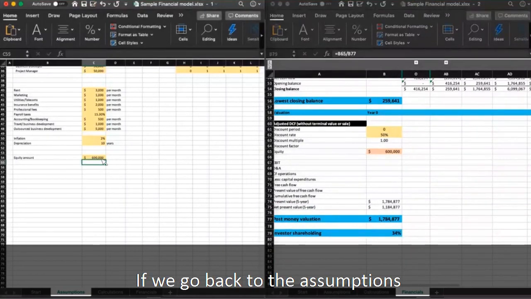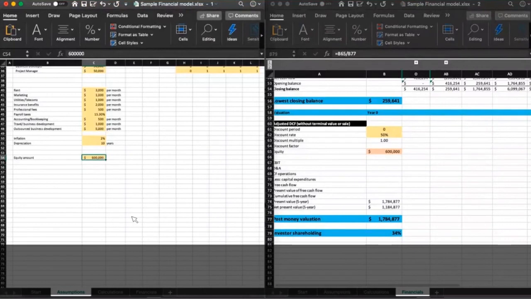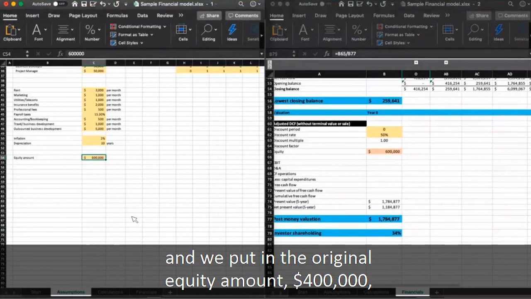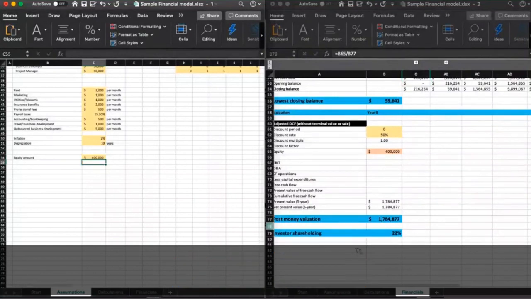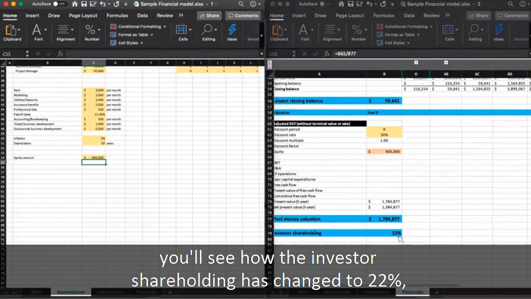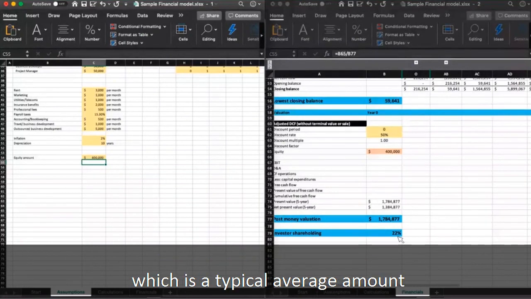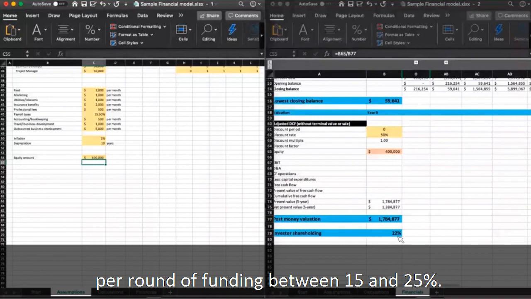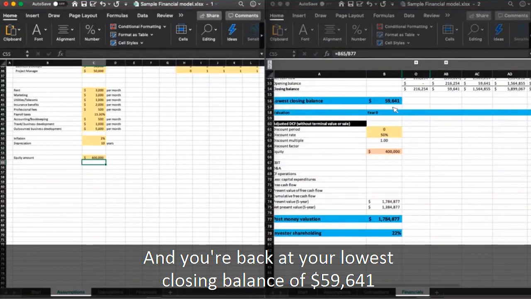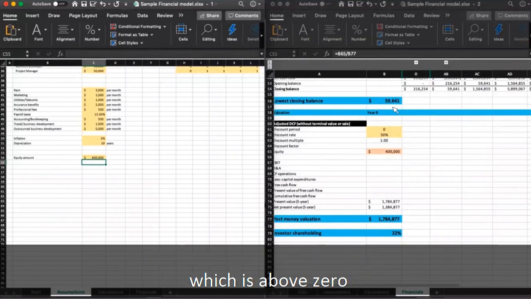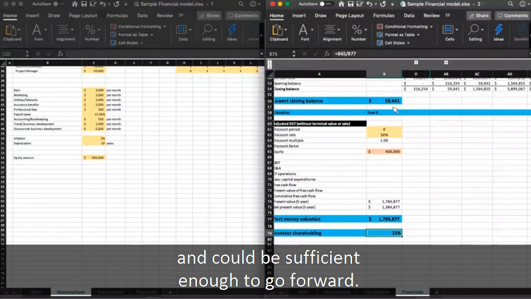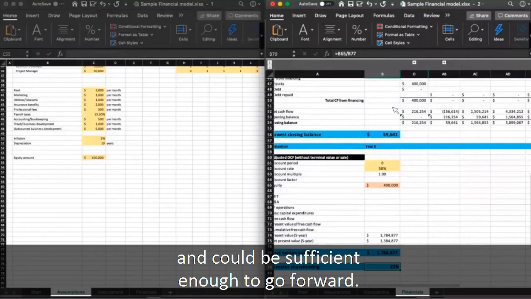If we go back to the assumptions and we put in the original equity amount, $400,000, you'll see how the investor shareholding has changed to 22%, which is a typical average amount per round of funding, between 15 and 25%. And you're back at your lowest closing balance of $59,641, which is above zero and could be sufficient enough to go forward.